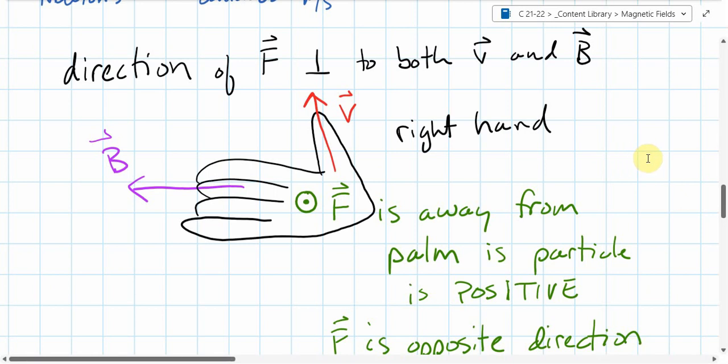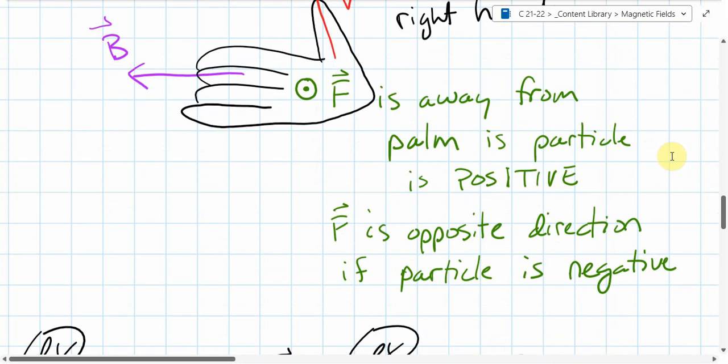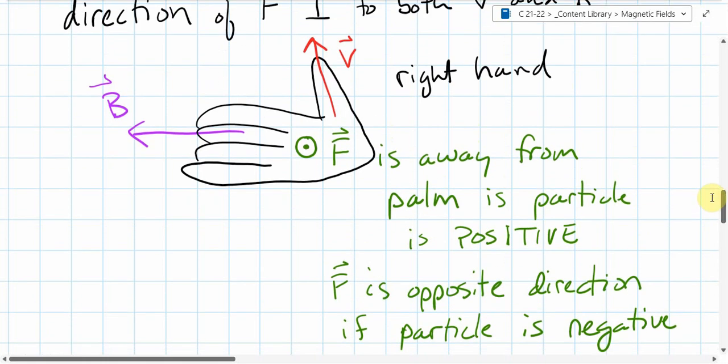A negative object, however, is opposite. So stick your fingers in the direction of the magnetic field, stick your thumb in the direction of velocity, and if it's an electron, it's going to get essentially backhanded. The force is in the direction as if you were pushing it with the back of your hand. So positive charges get slapped, and negative charges get backhanded.